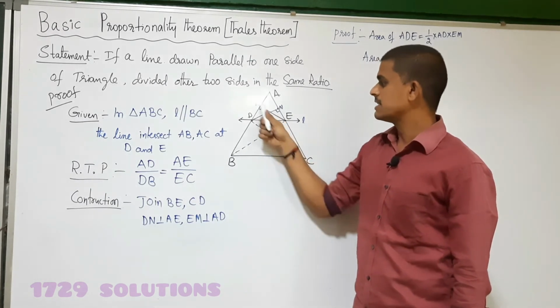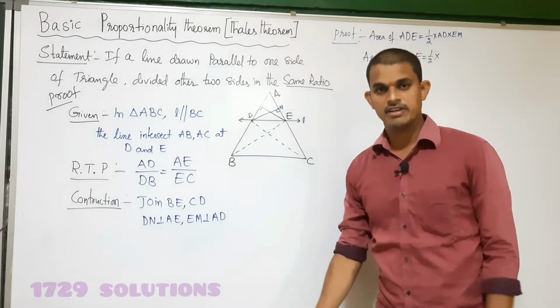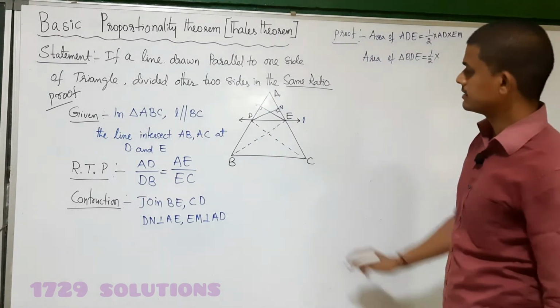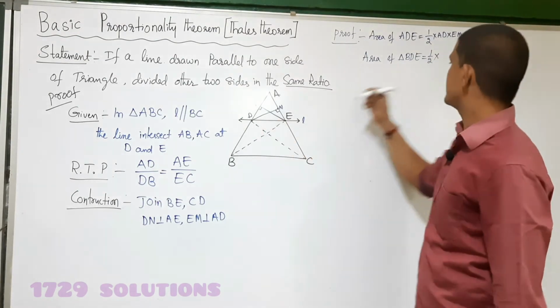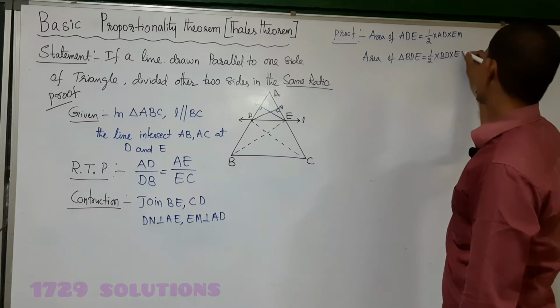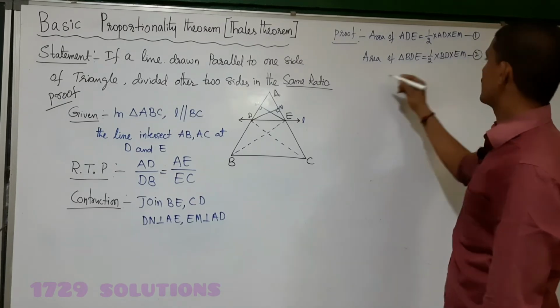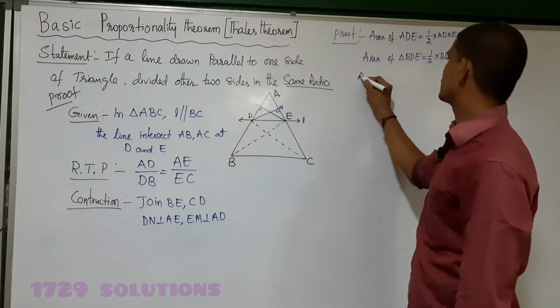So EM is the height of the ADE triangle and also the BDE triangle. That is very very important for you. So for BDE, the base is BD and the height is EM. Very very important. Now I want to take the ratio of these two.